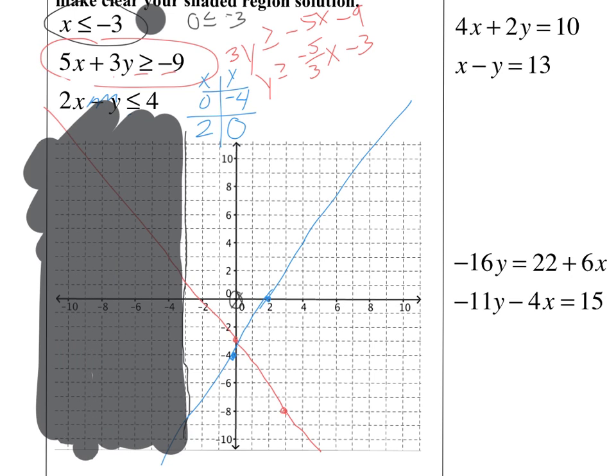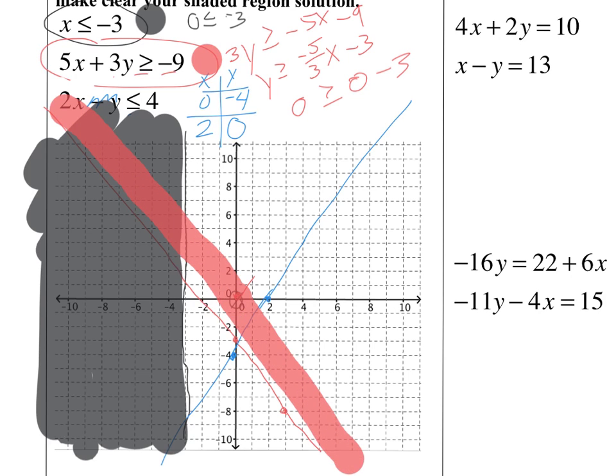Okay. Next up, I'm going to look at my second guy. I'm going to plug in the 0, 0 again. I get 0 is greater than or equal to 0 minus 3, which is true. For that one, I'm going to color in this side of my red line. So that is this part up here.